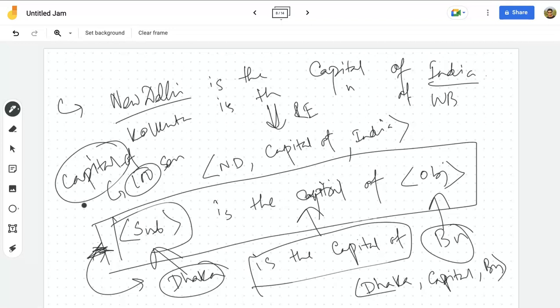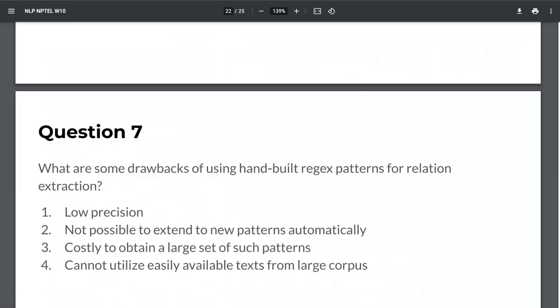So then you use these common patterns. These are your hand built regex expressions, and then you use these regex expressions to find the relation in some unknown corpus. This is the thing.